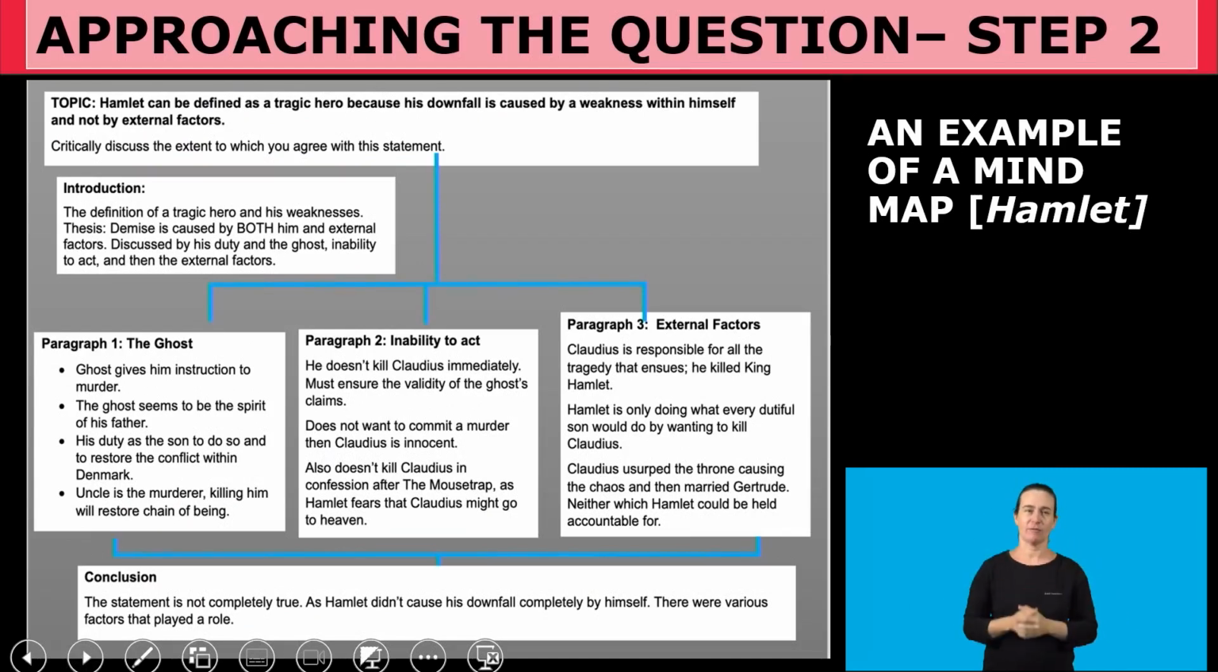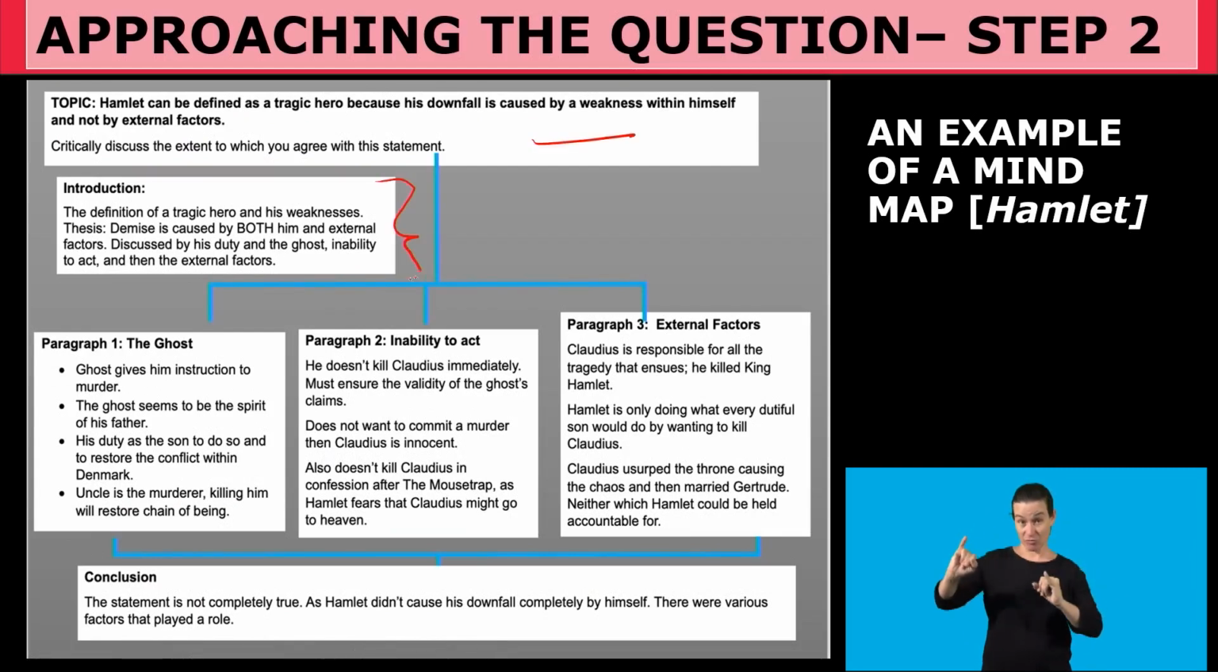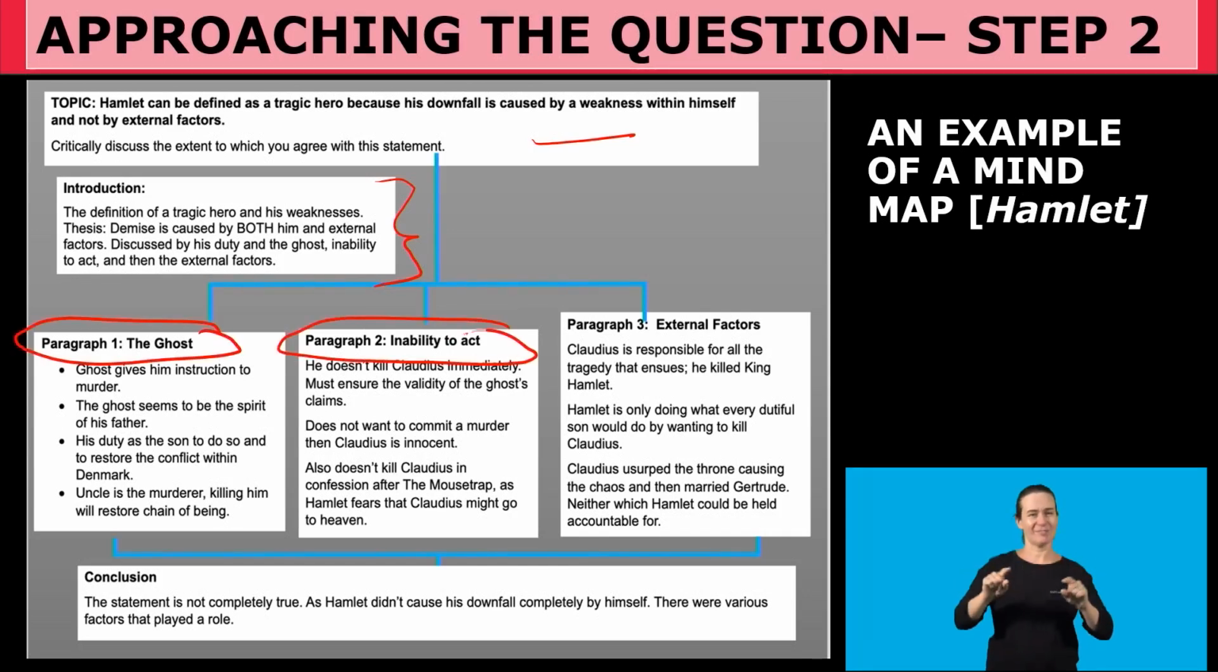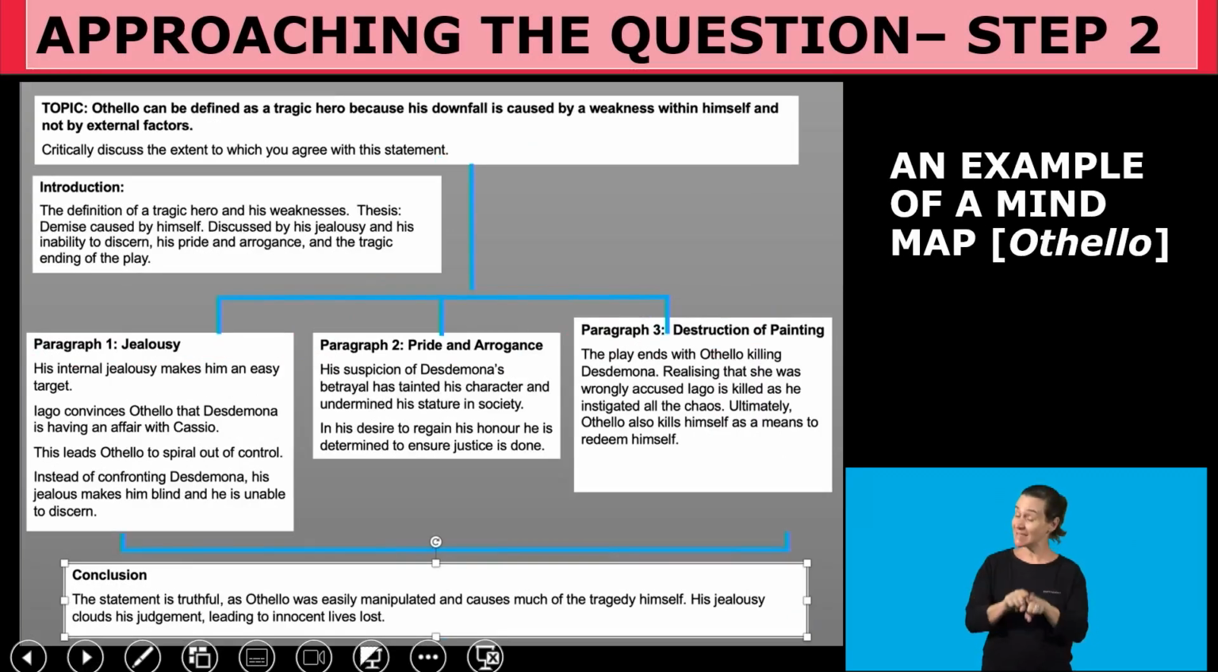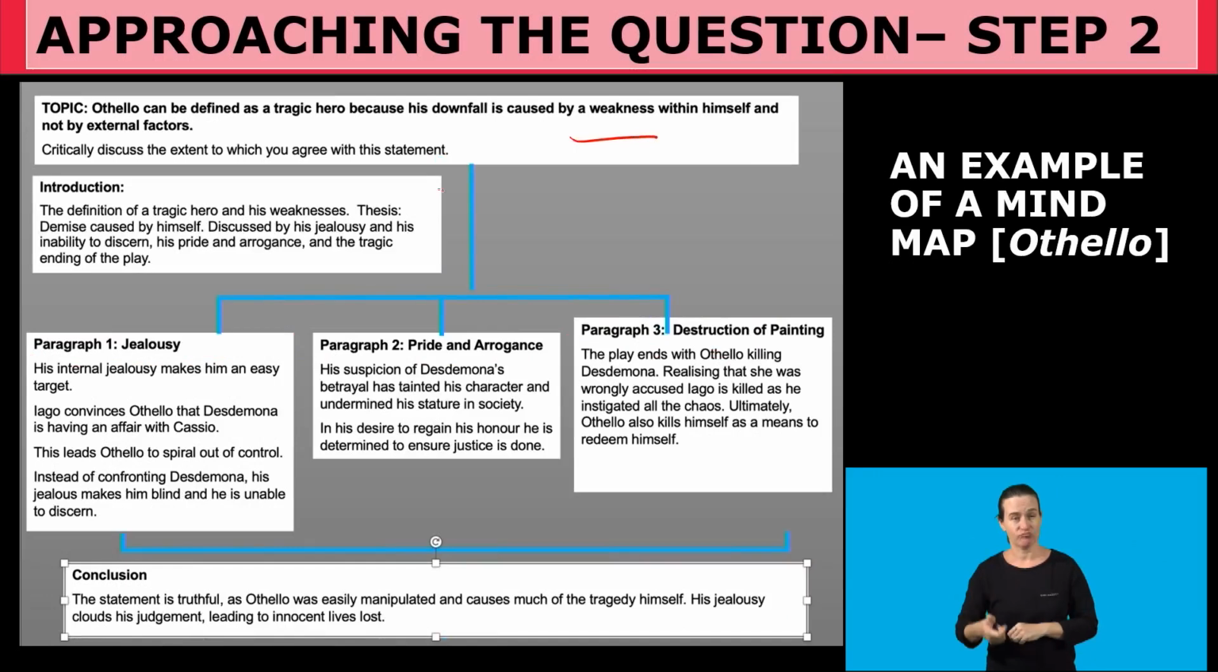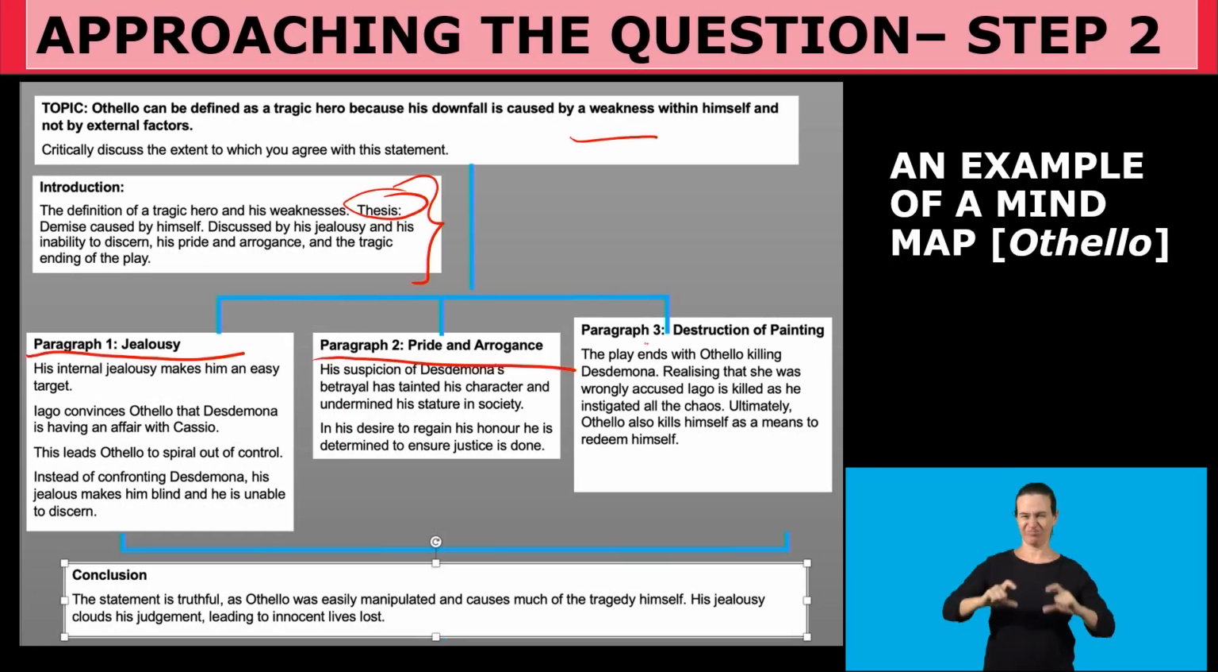This is an example of how to structure a Hamlet essay. So you've got the topic here, then you've got your introduction. So first, your first paragraph is going to be on the ghost, the second one, the inability to act, and then the third one will be on external factors. And there you have your statement for your conclusion. Similar with Othello, you would have your topic here, you'd have your introduction, your thesis is mentioned within your introduction, how you're going to discuss it. Then you will have your first paragraph on jealousy, second one on pride and arrogance, your third one on the destruction, and then lastly, the conclusion.